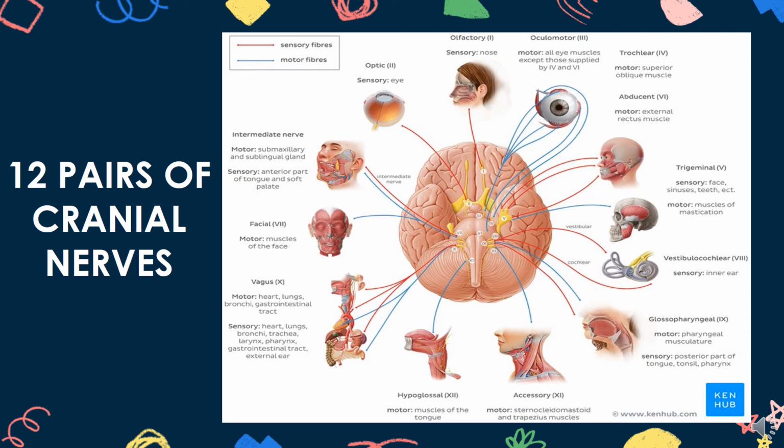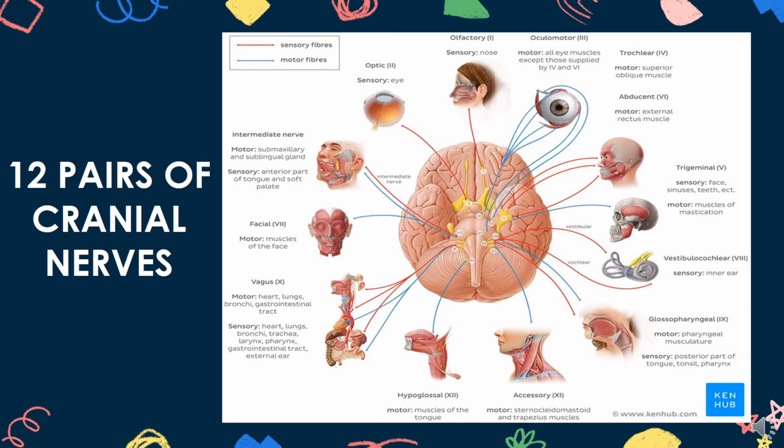The seventh one is the facial. Its function is to activate the muscles of facial expression and the lacrimal and salivary glands. It also carries sensory impulses from the taste buds of the anterior tongue. The eighth is the vestibulocochlear. Its function is purely sensory. The vestibular branch transmits impulses for the sense of balance, and the cochlear branch transmits impulses for the sense of hearing.